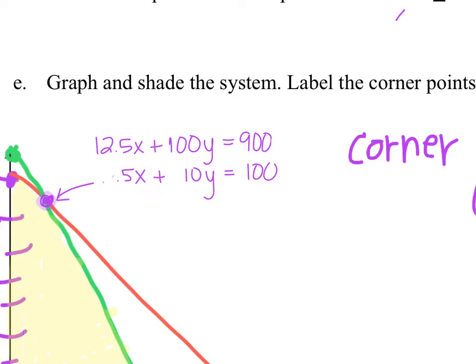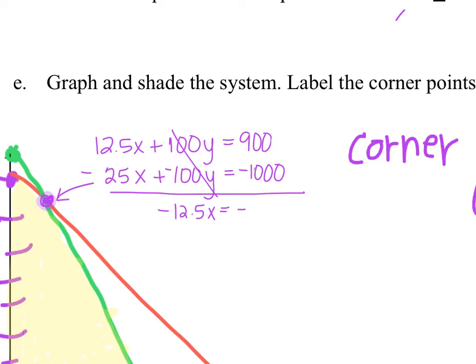So when I do that, I multiply everything by negative 10. That will give me negative 25x minus 100y equals negative 1,000. And I'm ready to eliminate. So when I eliminate, I get negative 12.5x equals negative 100. And so I divide both sides by negative 12.5. And x turns out to be 8, right on the nose.